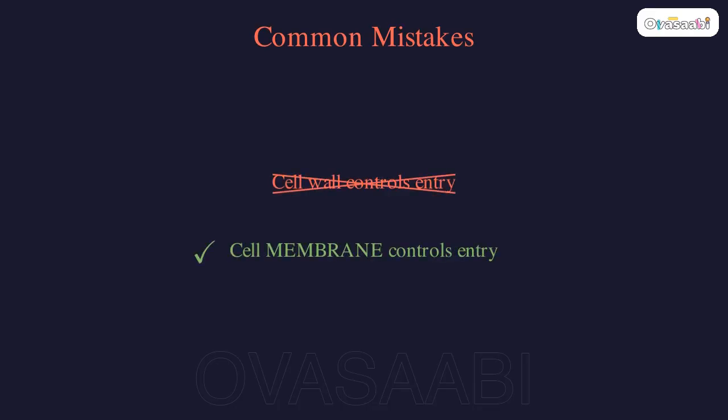Another mistake: confusing the cell wall with the cell membrane. The cell wall provides structural support only. That is, the cell membrane that controls what enters and leaves the cell.